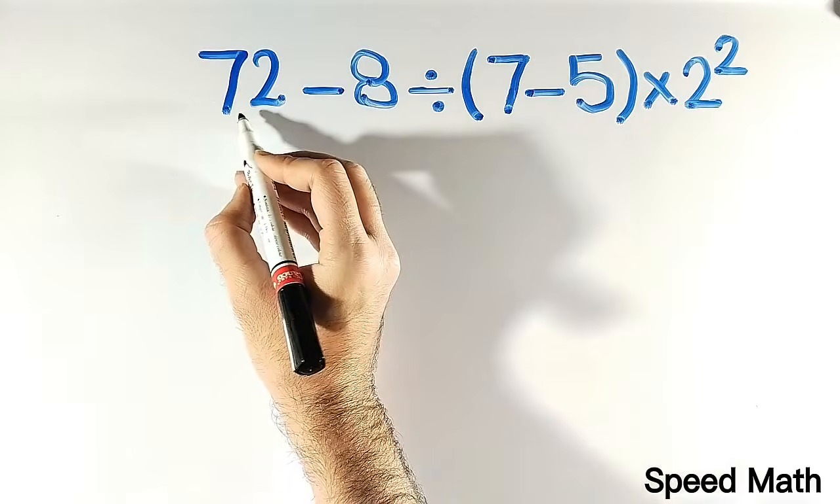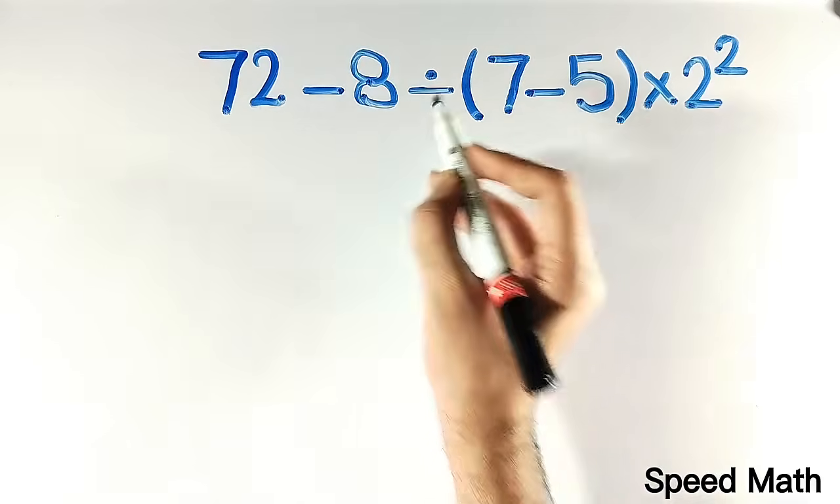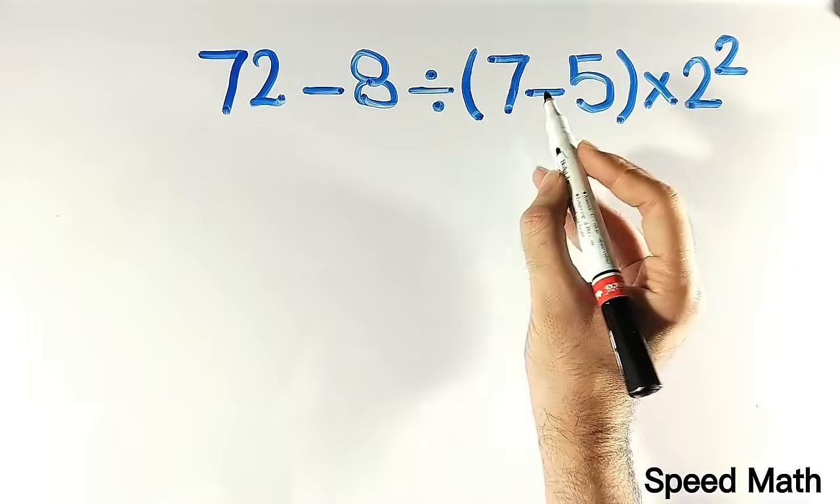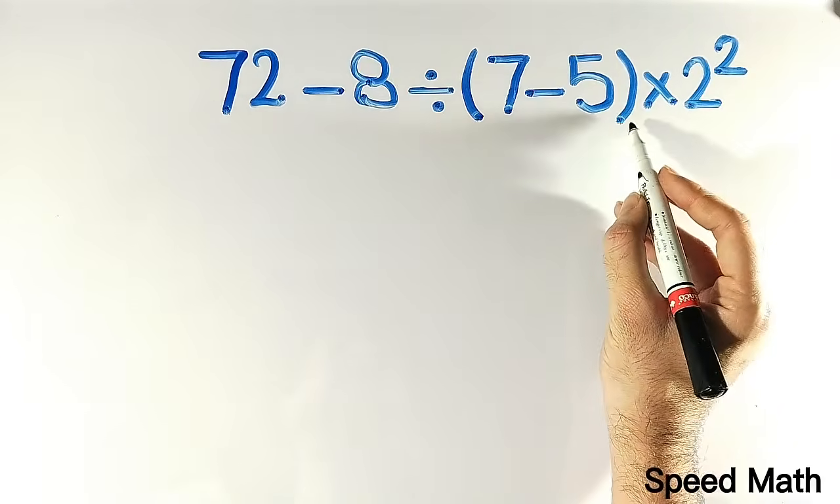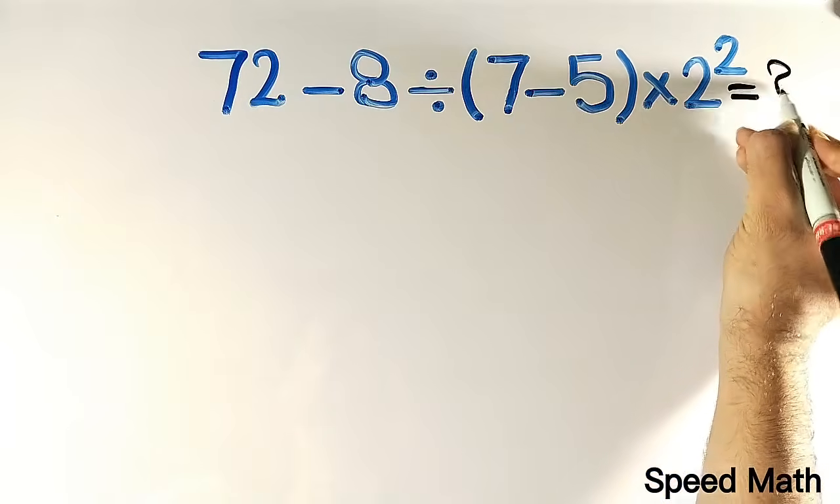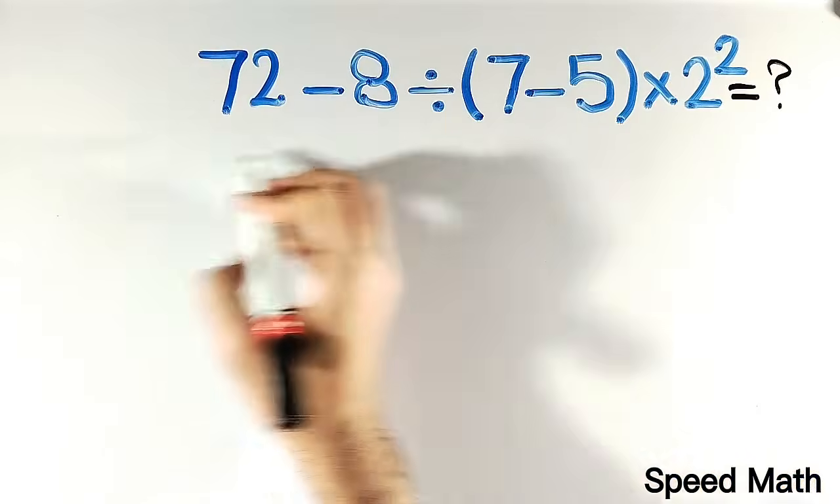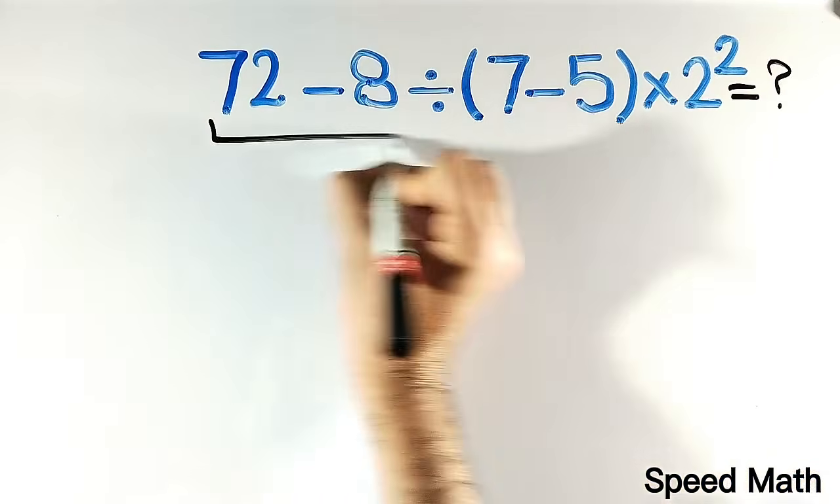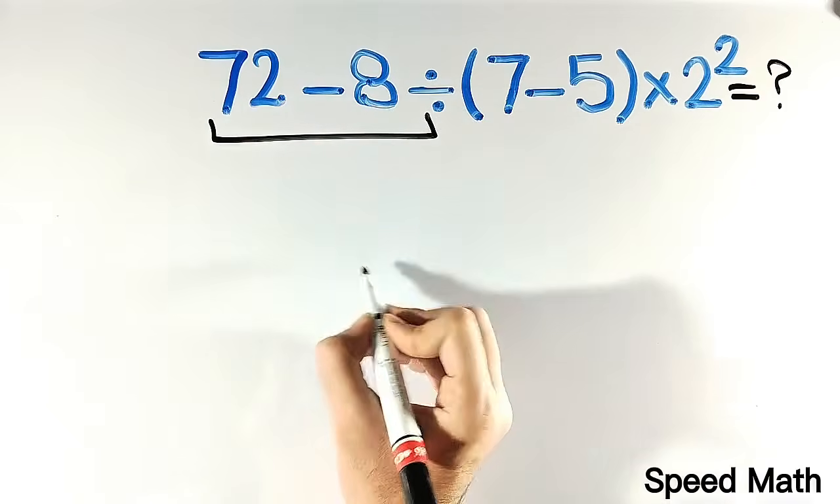If we have the expression 72 minus 8 divided by open parenthesis 7 minus 5 close parenthesis and multiplied by 2 squared, then what is the correct answer of this question?